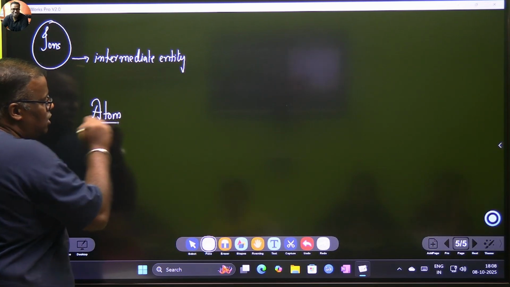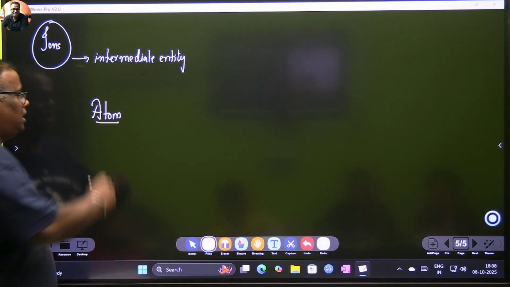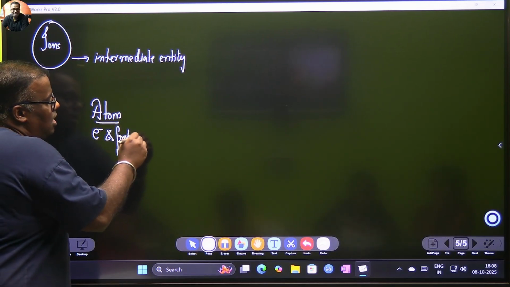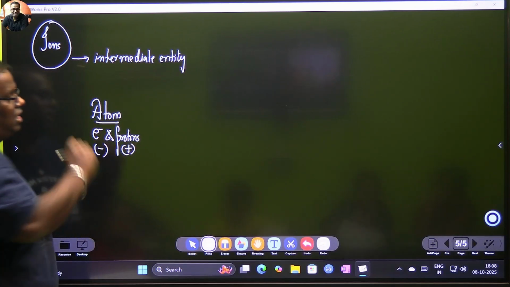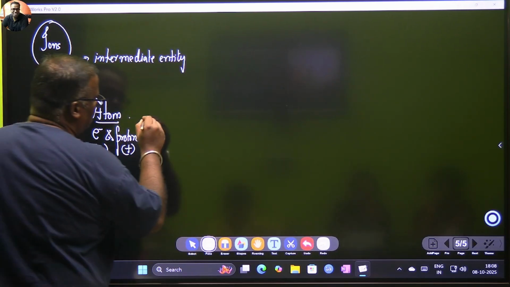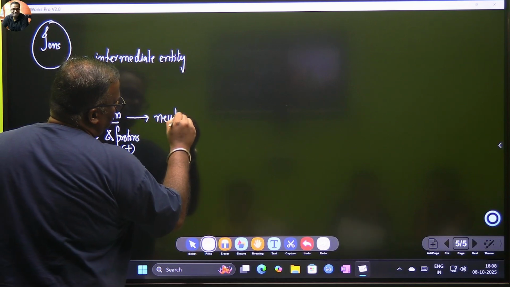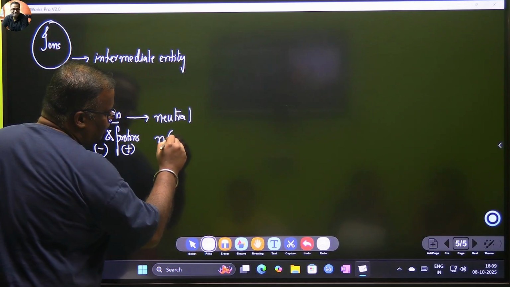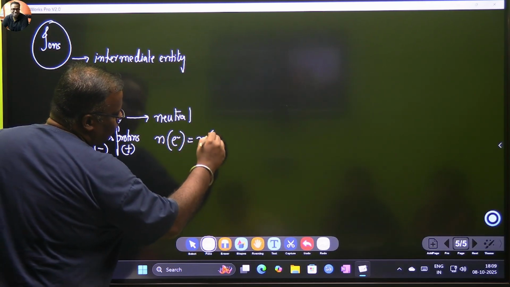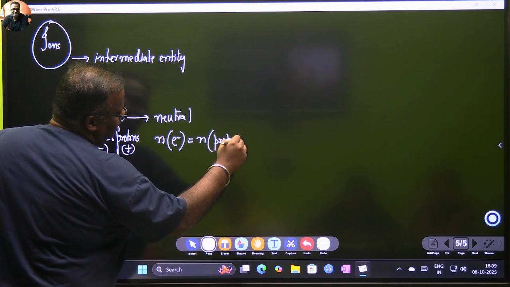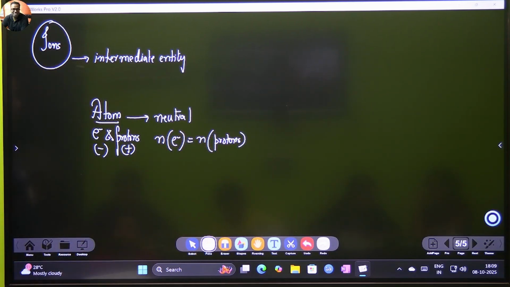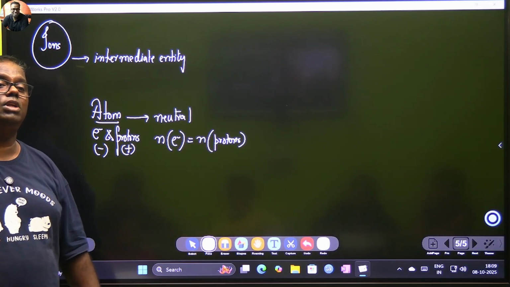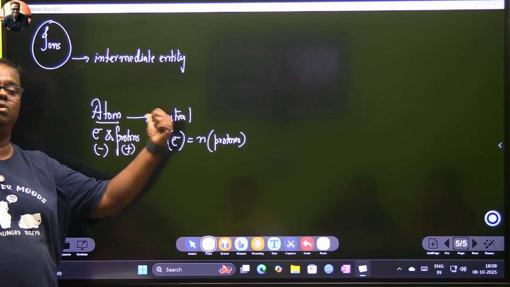Does an atom contain charged particles? Yes. The charged particles inside an atom are electrons and protons. A proton is a positively charged particle, an electron is a negatively charged particle. Now let's say we try to make our atom neutral. N stands for count. The count of electrons should be equal to the count of protons. Then only they'll balance. If there is any disturbance in this, then the atom is no more neutral, it becomes charged. Ion is actually a charged atom.